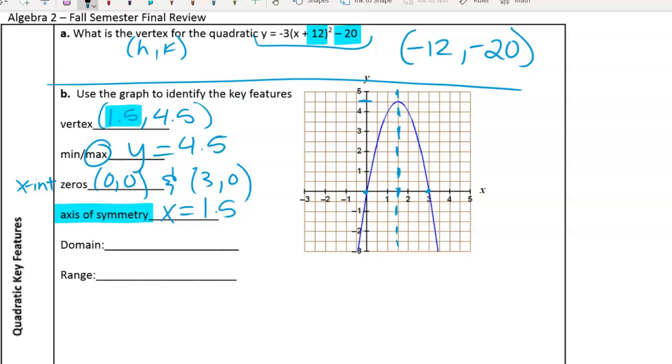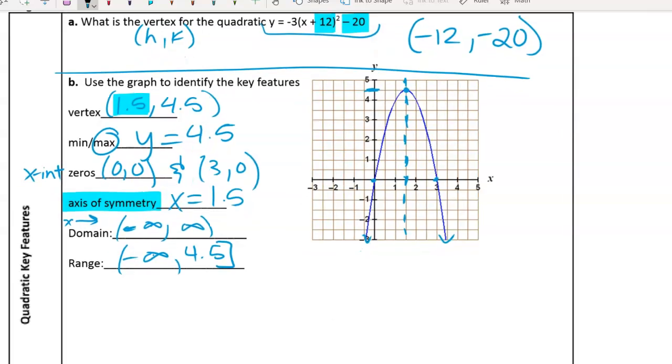So for the domain, remember that's the x values from left to right. This graph doesn't have arrows, but we can assume it is continuous. So it will begin at negative infinity and continue to positive infinity. For the range, from the lowest point, we start in the depths of negative infinity and we go up to 4.5. 4.5 is included on the graph. There's no gap, hole, or space, so we're going to have a bracket. All right, any questions?